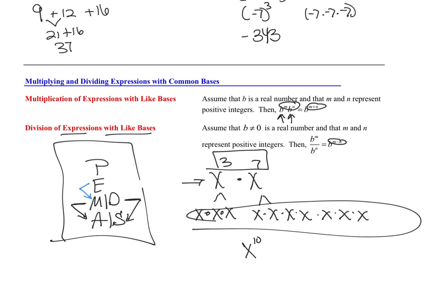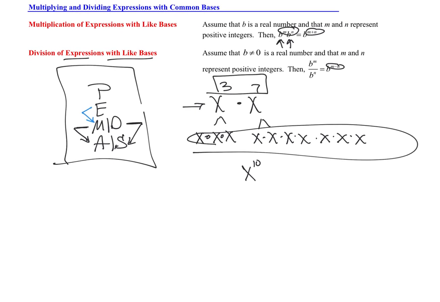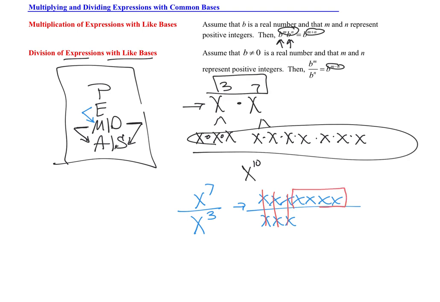So let me just show you how the division works as well. I'm going to do the same little example here. Let's just do x to the 7th divided by x to the 3rd. Remember that's 3, 4, 5, 6, 7 on top, and that's 3 on bottom. Well, anything divided by itself makes 1. You can divide those out, and what you're left with are 4 x's on top, which is the same as me saying, look here, 7 minus 3 is 4.